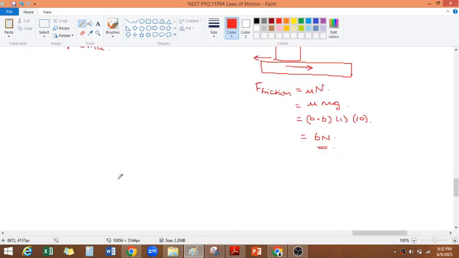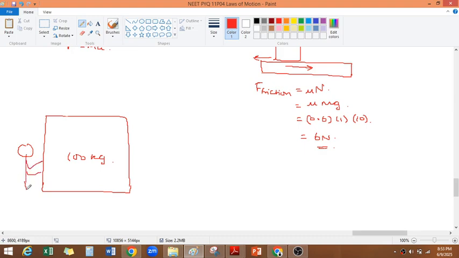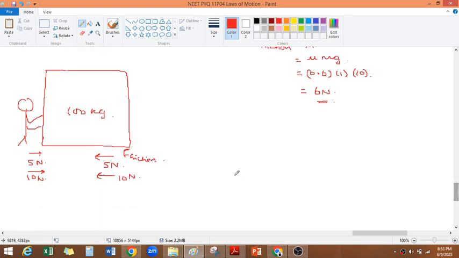I will explain it one more time with a good example, so please pay attention. Let's say this is a 100 kg block, a very big block, and somebody is trying to push it. When he applies 5 Newton, the frictional force will also be 5 Newton. When he applies 10 Newton, the friction will also be 10 Newton. So both will cancel and it will not move.